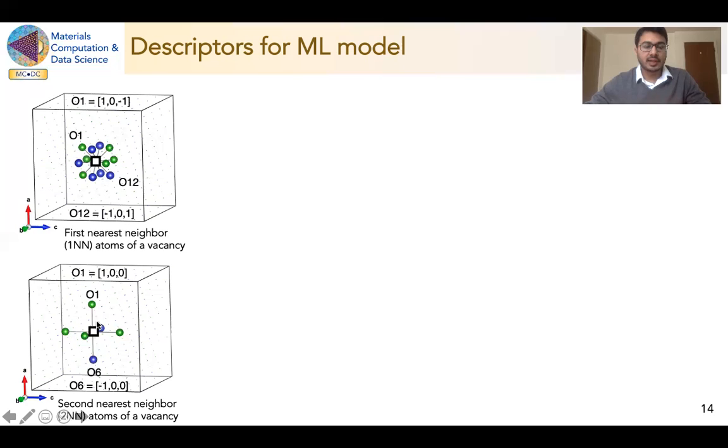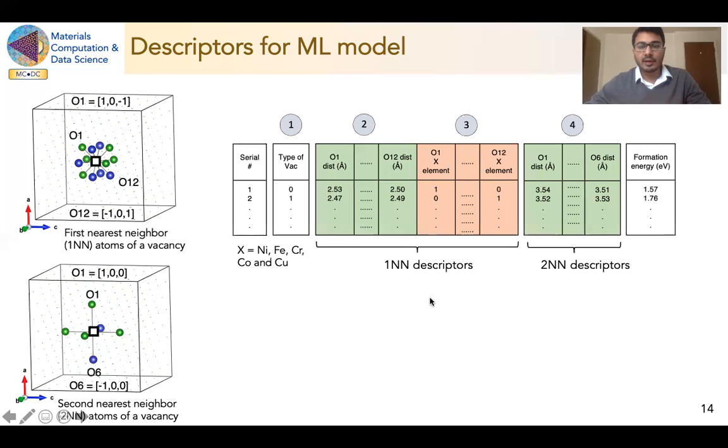And this we did for the second nearest neighbor also. In the case of second nearest neighbors, you just have six second nearest neighbors, and for each nearest neighbor, we are giving a vector. Now here also we use four types of descriptors. These four types of descriptors are slightly different from the migration energy model, because here we are also including the second nearest neighbor atoms also.